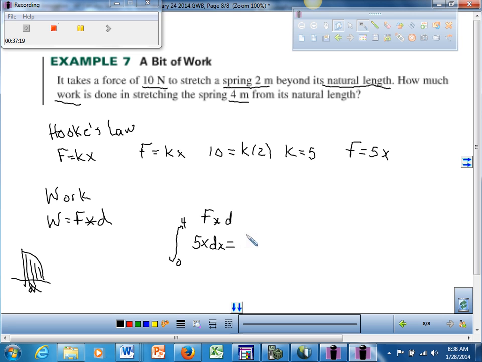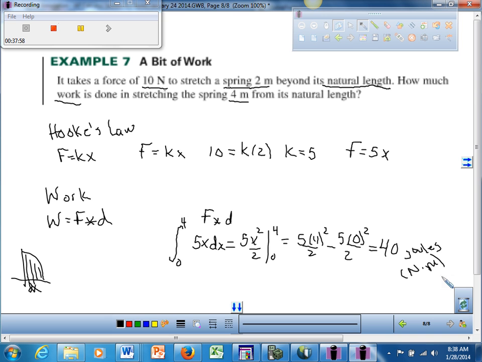Okay, so we get 5 what? X squared over 2, very good. We evaluate between 0 and 4. And we get 40, and what are the units for work? Joules or newton meters? Foot-pound is the English unit for that. All right, and that is the end.